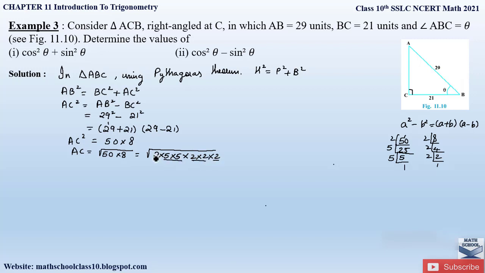Here we can see all the numbers are paired in this square root. So all the numbers will come out as 2 into 5 into 2. So 5 2s are 10 and 10 into 2 is 20. So therefore the value of AC is equal to 20 units. Okay, so AC we found out the value to be 20. So now let us find out the value of cos theta and sin theta.